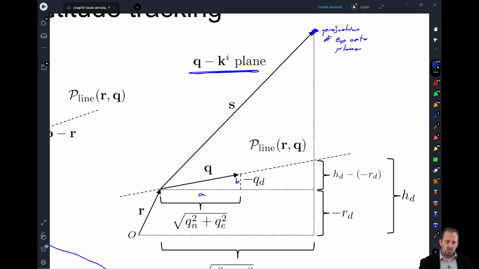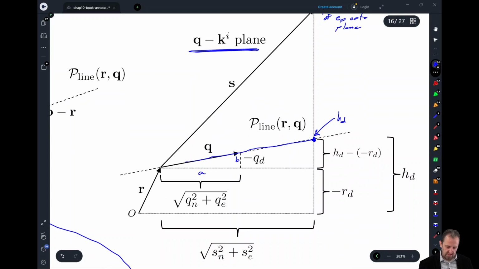Well, what we want to know is what height do we actually want to be, right? So if we look at this, just keep extending out our line Q, we would get to this point. This is our actual H desired. That's where we would like our height to be.